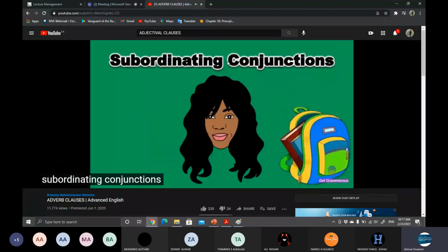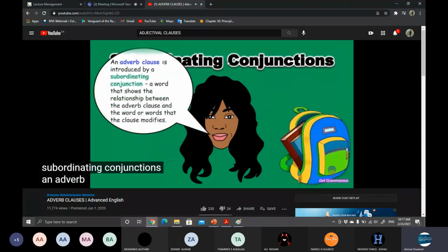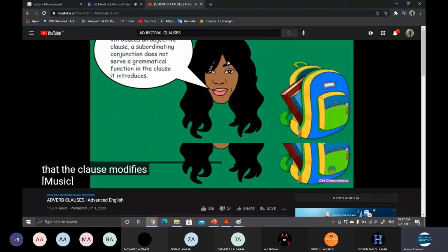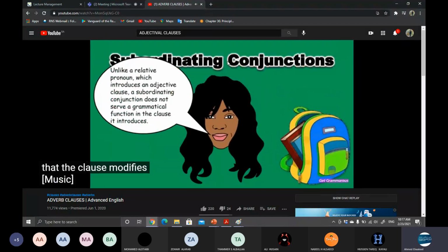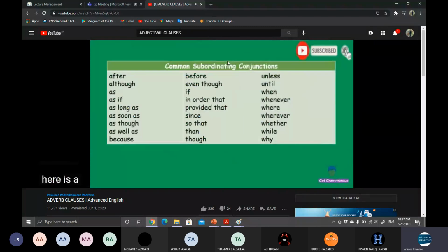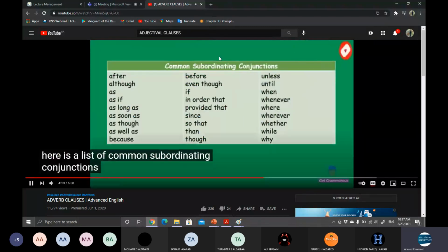Subordinating conjunctions. An adverb clause is introduced by a subordinating conjunction, a word that shows the relationship between the adverb clause and the word or words that the clause modifies. Unlike a relative pronoun, which introduces an adjective clause, a subordinating conjunction does not serve a grammatical function in the clause it introduces. Here is a list of common subordinating conjunctions.